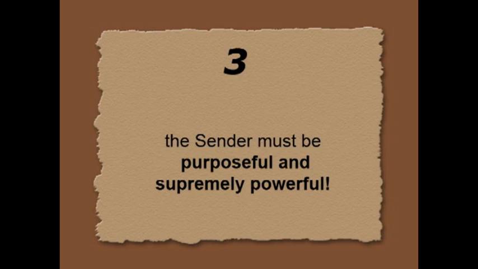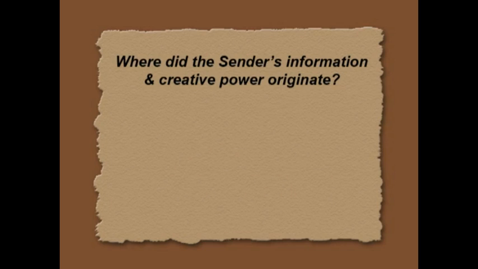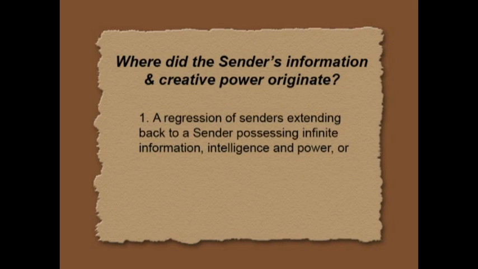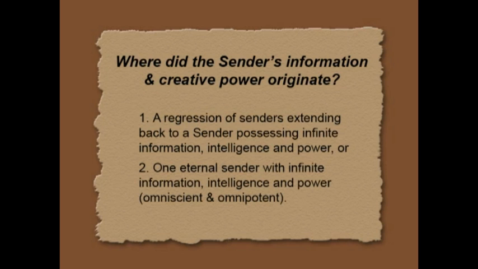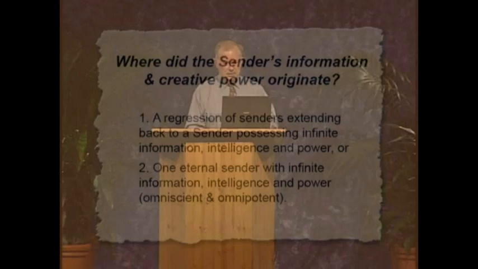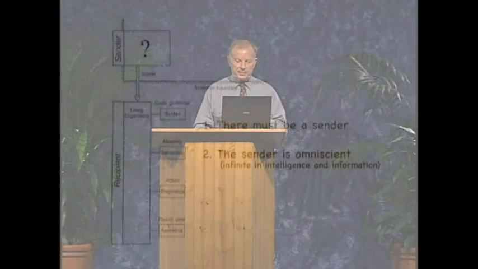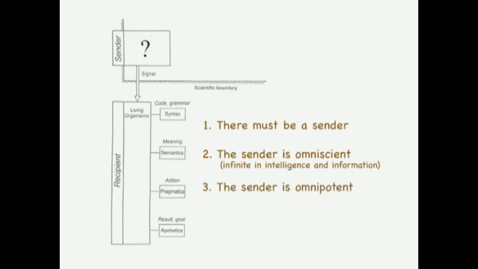Where did the sender's information and creative power originate? There are two possibilities: a regression of senders extending back to a sender possessing infinite information, intelligence, and power, or one eternal sender with infinite information, intelligence, and power. So we see, we know a little bit more about the sender. Number three, the sender must be omnipotent, and number four, the sender must be eternal.